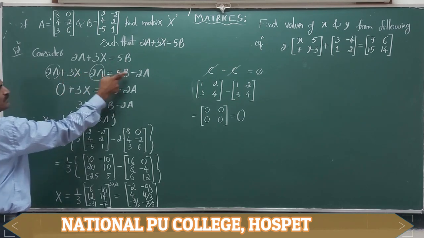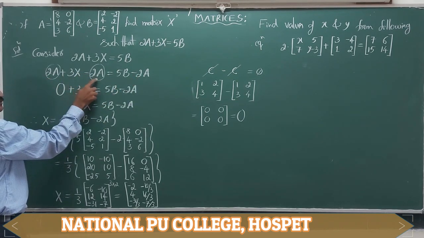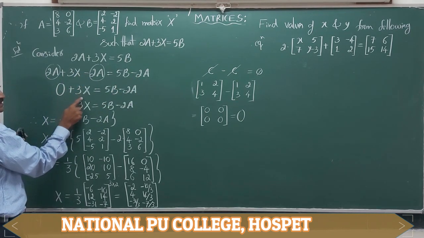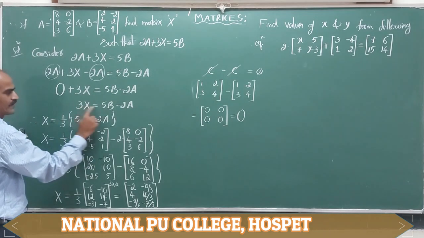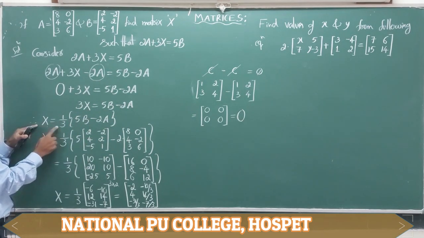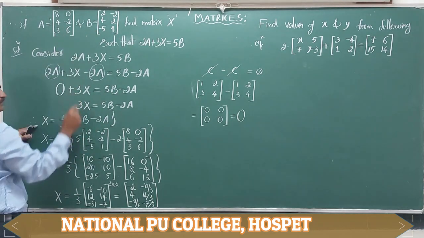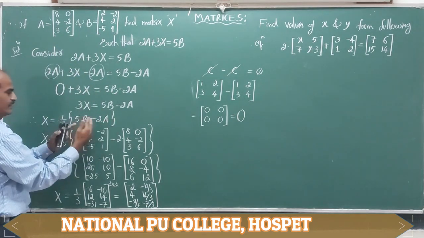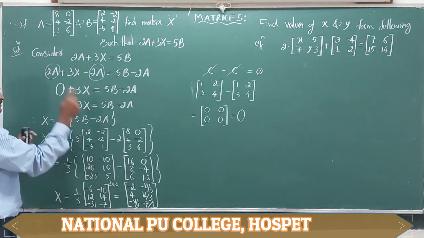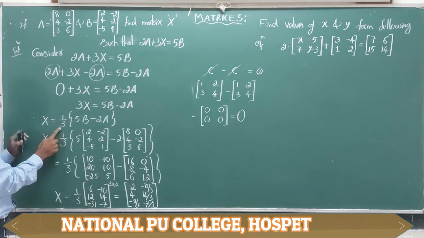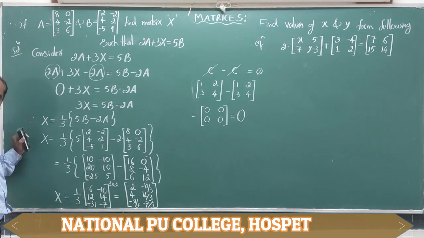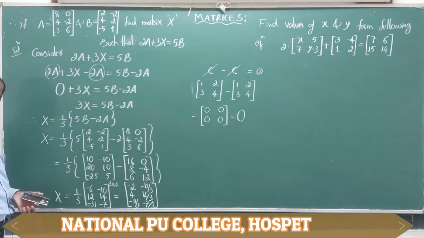So we added minus 2A to both sides. 2A minus 2A is the null matrix, plus 3X is 3X. On dividing the equation by 3, I get matrix X is 1/3 times (5B minus 2A). Find 5 times B, find 2 times A, take the difference of those two, then multiply all those elements by 1/3. That itself is the resulting matrix. I hope it is followed.